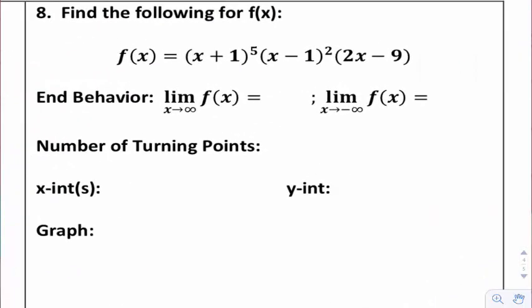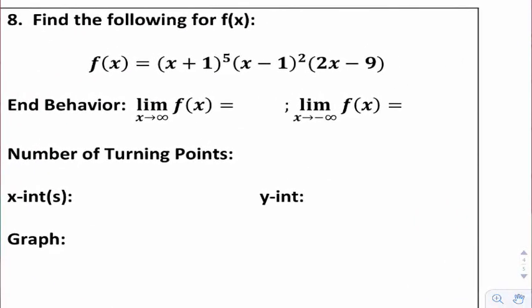Number 8. Come over here and we're going to graph this one as well. So I have first off my degree. Since it's in factored form, remember we have to add our degrees up. So this would be an x to the 8th power polynomial. So it's going to be up and up. So for number 8, my end behavior is infinity and infinity for both because it's always going to be going up.